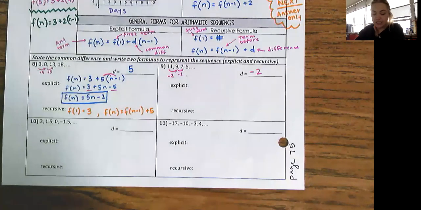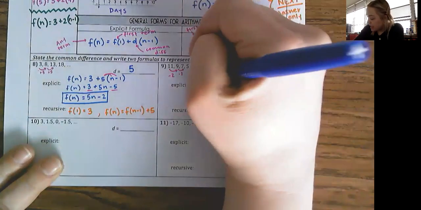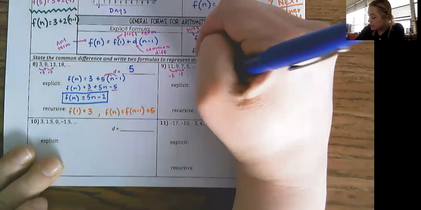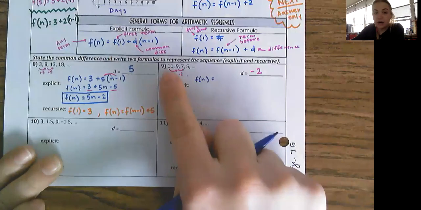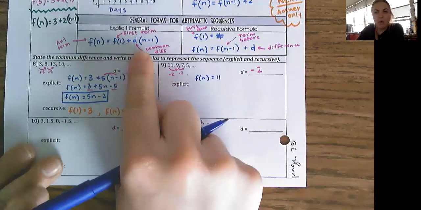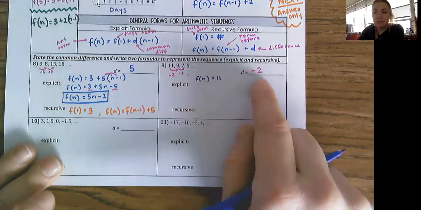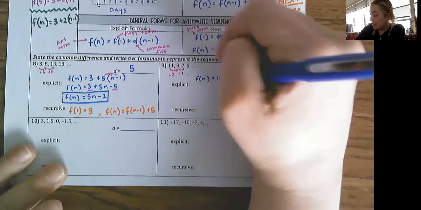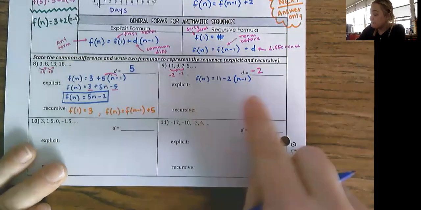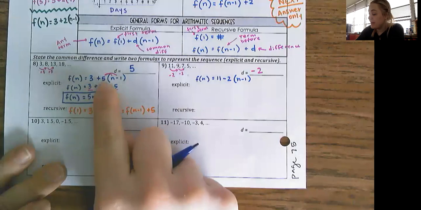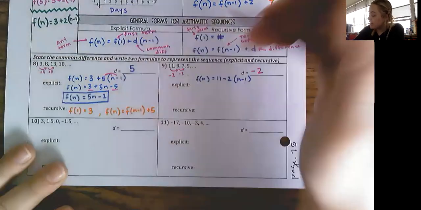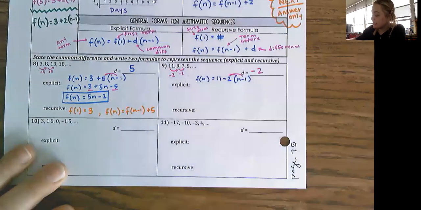Okay, the explicit equation here. We start with f of n, and it equals the first term. Here, our first term was 11. And then it says plus d. Well, I could write plus negative 2, but I'm going to just simplify that to minus 2. Parentheses n minus 1. I'm following that same format as last time, but instead of 3 and 5, I've got 11 and negative 2. Let's distribute that negative 2 to everything in the parentheses.